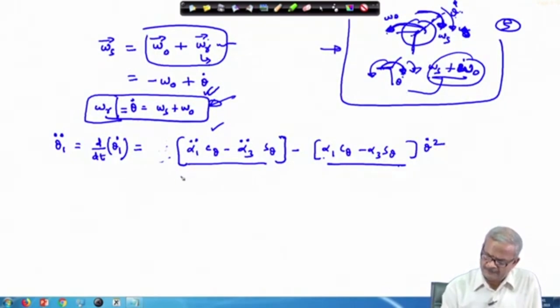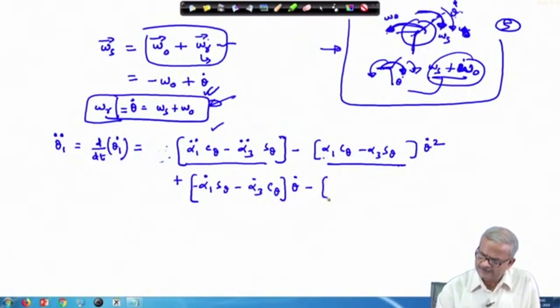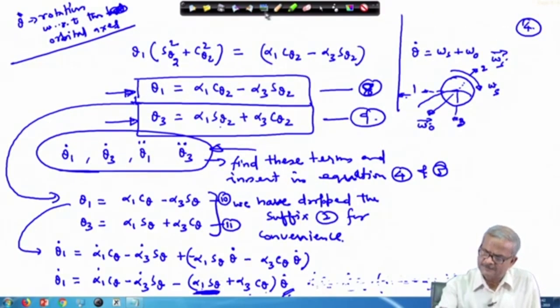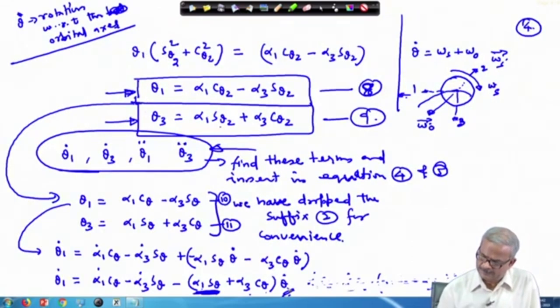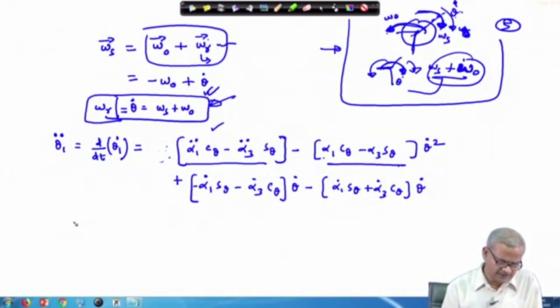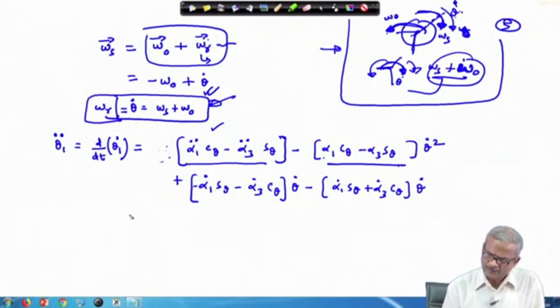Then the corresponding term for this, we have to take care of alpha 3 dot, and c theta is there. So, this becomes minus alpha 3 dot s theta, and then minus alpha 3 dot differentiated, that becomes c theta times theta dot. Similarly, here in this place, this is with minus sign. So, this is minus alpha 1 dot times s theta, and then alpha 3 dot times c theta times theta dot. So, these are the terms we have got here. And if we replace this theta dot by omega r, we do not have to carry this square and the other terms. It becomes a little easier to work with.